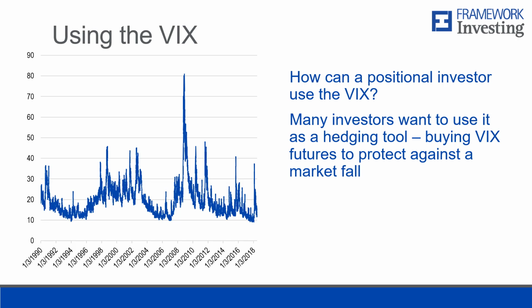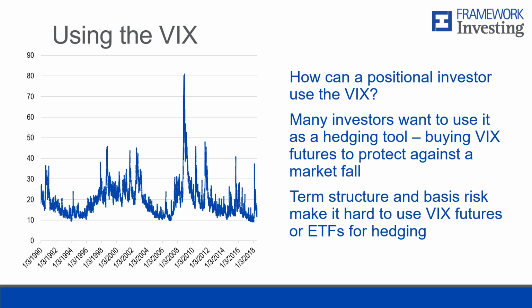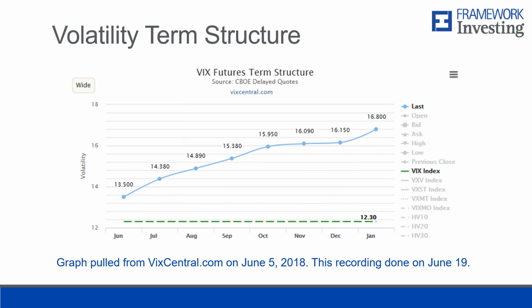There are a few interrelated things that make the VIX and ETFs based on the VIX ill-suited for hedging, in my opinion: term structure and basis risk. Here's a diagram showing the VIX Futures term structure that I pulled from the site VIXCentral.com in the first week of June 2018. You will recognize the shape of the graph from one of the projections of the volatility surface that we saw a couple lessons ago.